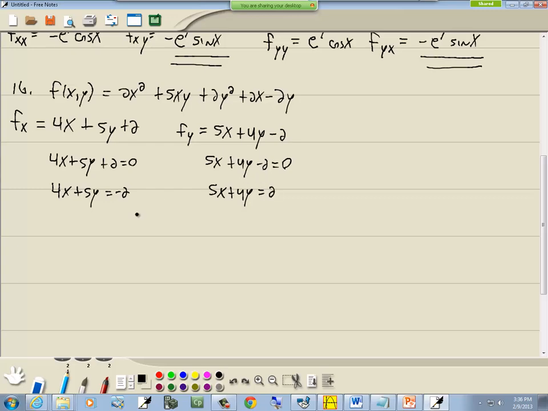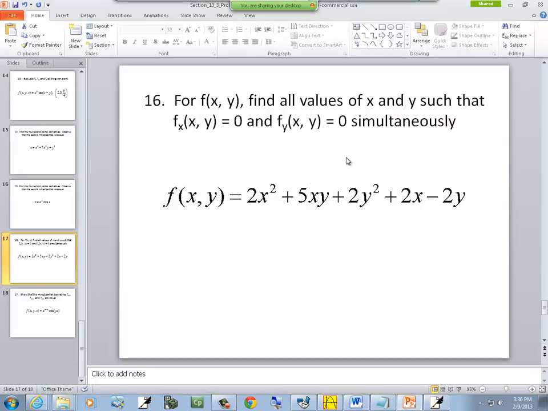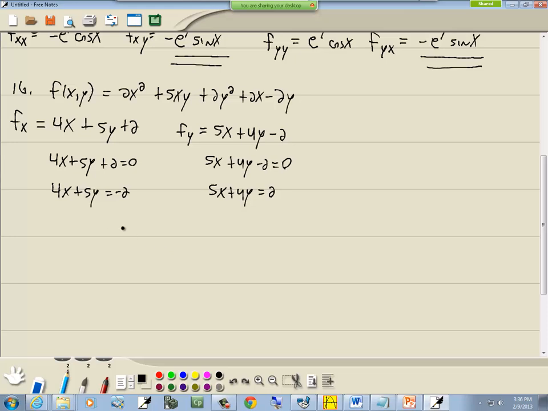Now we want to solve these. That's what this simultaneously means. So we've got a system of equations. We've got 4x plus 5y is equal to negative 2, and 5x plus 4y is equal to positive 2. I'm going to use the addition method, the elimination method. So I'm going to multiply my first equation by negative 4 and my second one by 5.